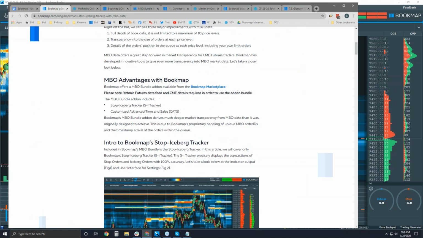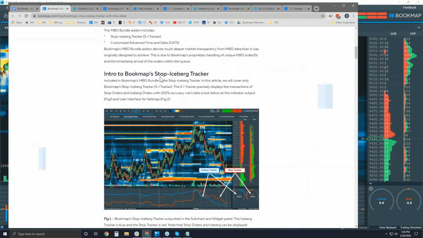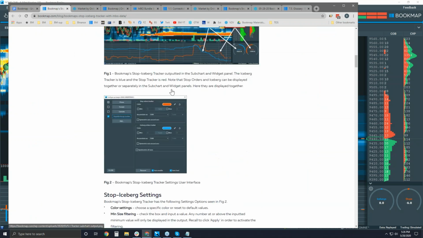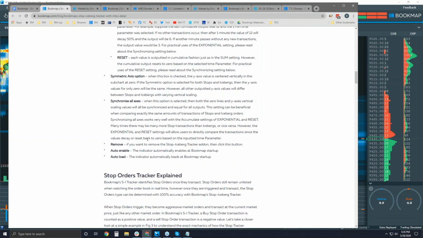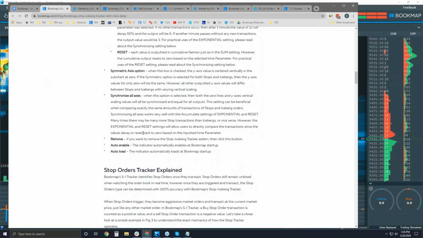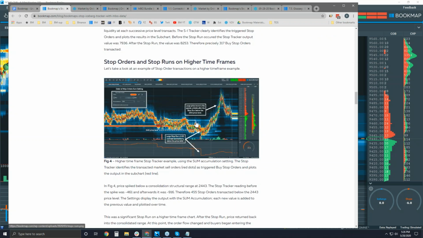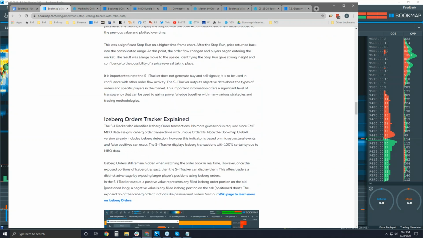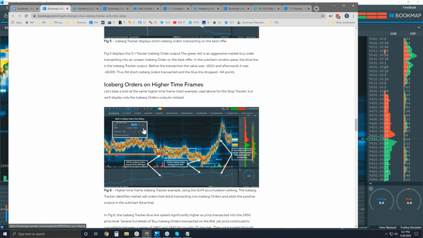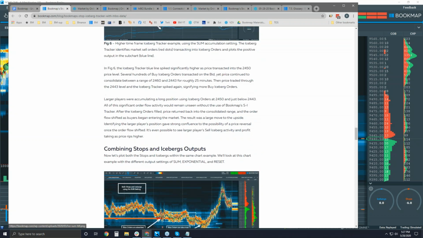The advantages, the MBO, the introduction, what it's showing, and all the different settings are defined in this article on our blog. Then we go through examples explaining it on low time frames, just binary examples, and then moving up to high time frames and understanding the context, and the edge and insight that you're going to get at some of these areas.